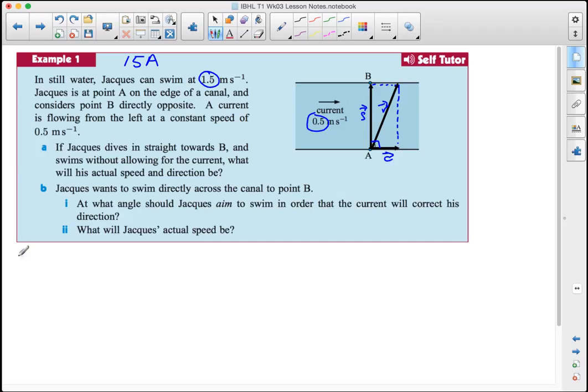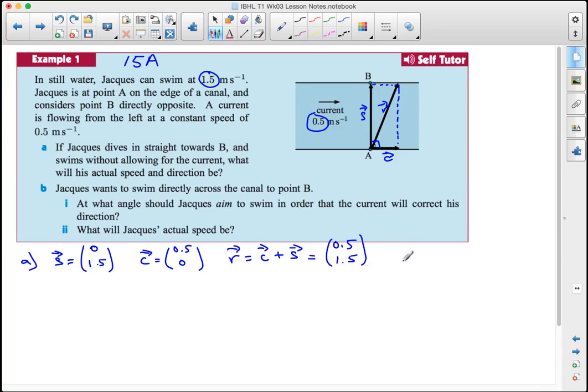So we can say for A, the vector S, we know that one, it's a vector that only has a vertical component. It is (0, 1.5). We know the vector C as well. It's the current which only has a horizontal component and it's (0.5, 0). Then we know the resulting vector occurs by adding up C plus S. So that vector could be written as (0.5, 1.5).